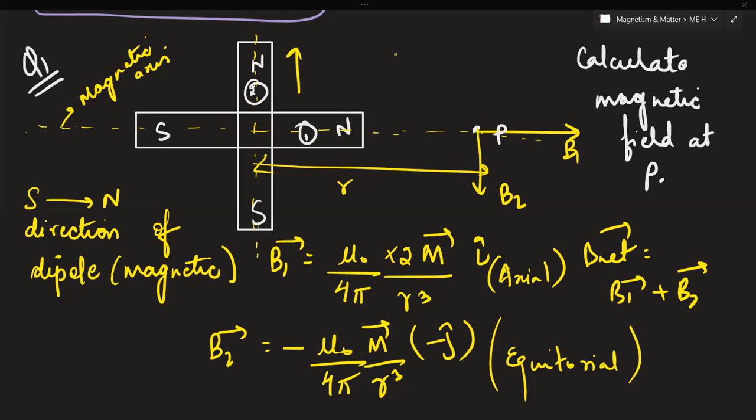Ma'am, the second magnetic field is this north to south, which is vertical. See, magnetic moment is from south to north. So magnetic moment will be upwards. So direction of magnetic field will be what? Opposite for equatorial. That's why we have marked it as downwards. Clear? Okay.